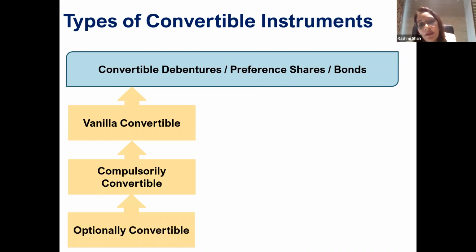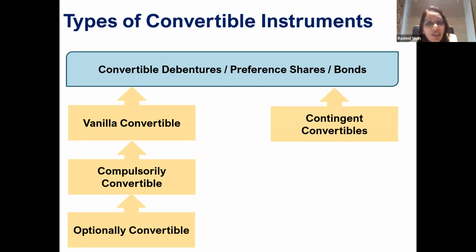The third one is optionally convertible. Again, as the name suggests, you have an option. You can either convert it or you can redeem it. So it is structured as a bond plus option, and we can value these types of securities as a straight bond and a call option. Generally, this is the equation that we follow when we have to value optionally convertible securities.